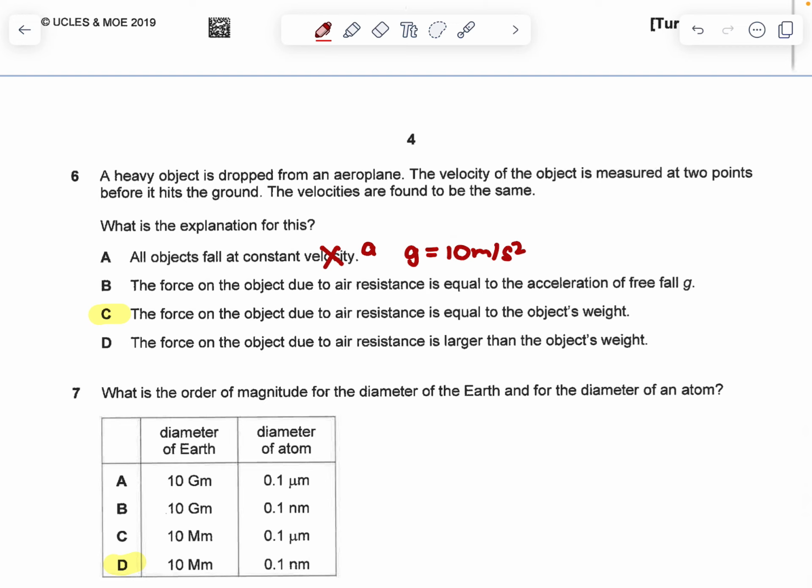The force on an object due to air resistance is equal to the acceleration of free fall. Which is not equal to the acceleration, it equals the weight. Option D, the force on the object due to air resistance being larger than the weight, is wrong also. It's actually equal to the weight. So it is said to be at terminal velocity. How does terminal velocity look? In a free body diagram, the air resistance is equal to the weight. So you look at this: no resultant force.